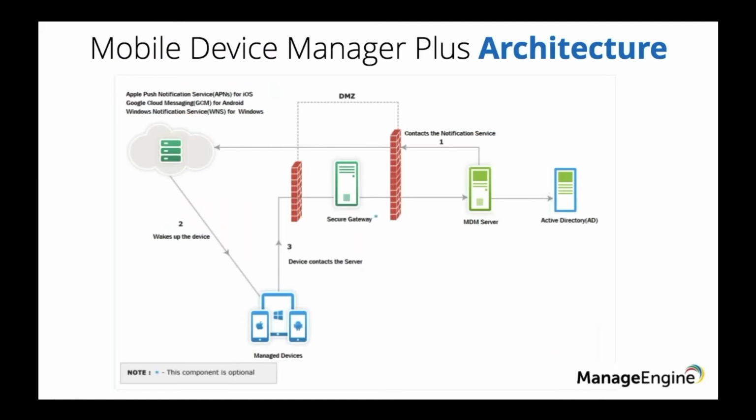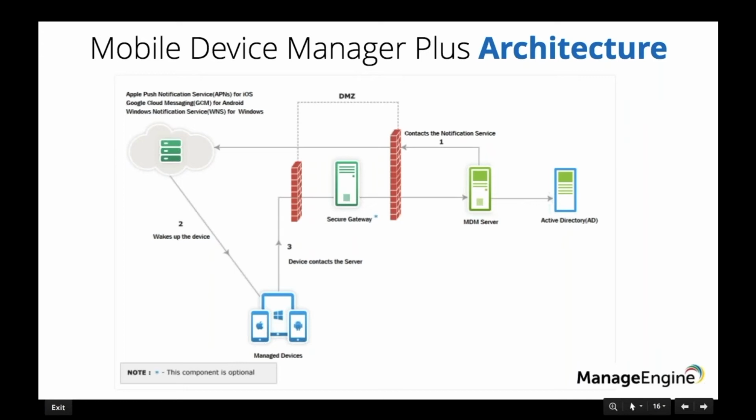Let us understand the Mobile Device Manager Plus architecture. It will provide you with a wholesome idea about how MDM actually works. It consists of three important components, namely the MDM server, the notification services, and the managed devices. As you can see, the server doesn't directly contact the managed devices. Instead, the server contacts the notification services, which in turn contacts the enrolled devices, which then interact with the MDM server. The notification services are platform specific, with Apple Push Notification Service or APNS for iOS, Google Cloud Messaging Service or GCM for Android, and Windows Notification Service or WNS for Windows.